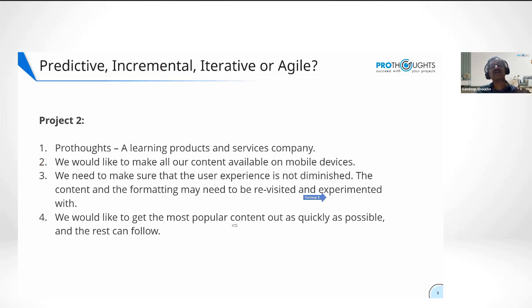We can have a gradual rollout. Most popular content goes first and the rest can follow later. So there's opportunity to phase out the deliverables. So it is both iterative and incremental as well. Because both elements are present in this, I would say this is agile, which means both incremental and iterative. This is how I would look at it.